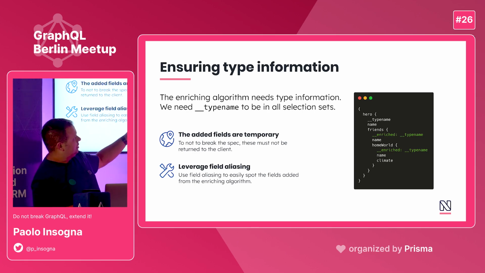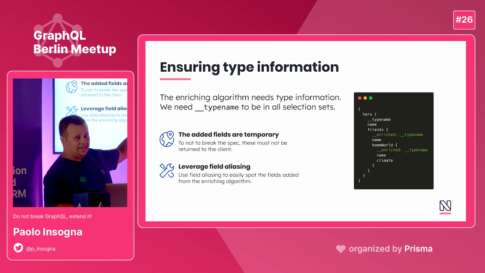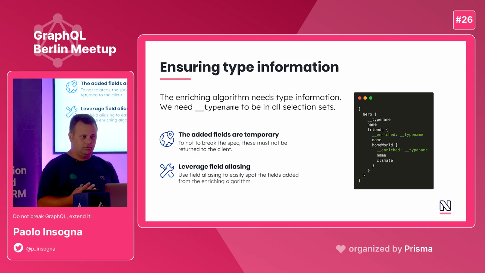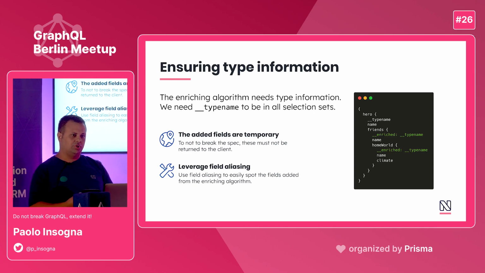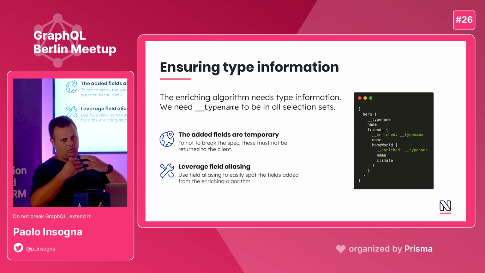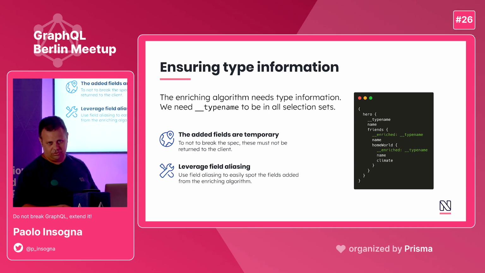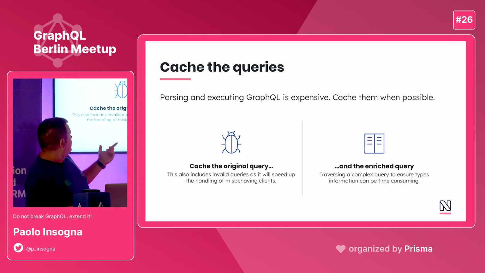The reason why I'm using aliasing is because I have to find an easy way to recognize whether the type name was originally included in the query, so I don't have to do anything, or I was the one that added it, so I have to remove it before returning back to the client. Otherwise, I'm breaking the specification. Remember the pink slide, don't. That's pretty much it.